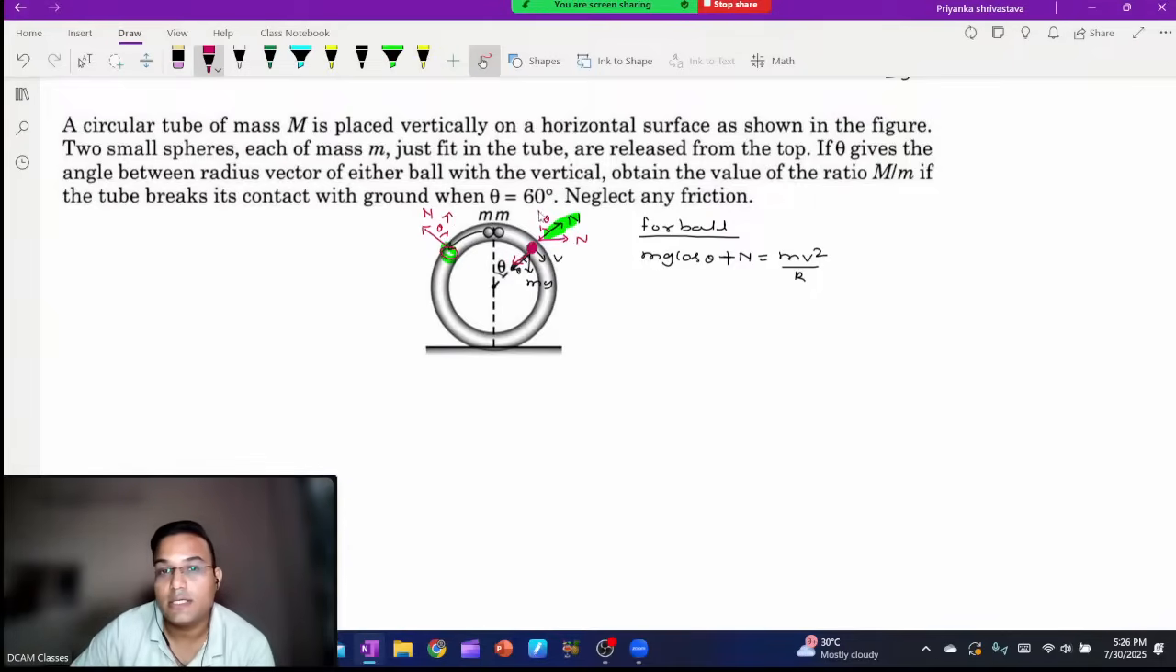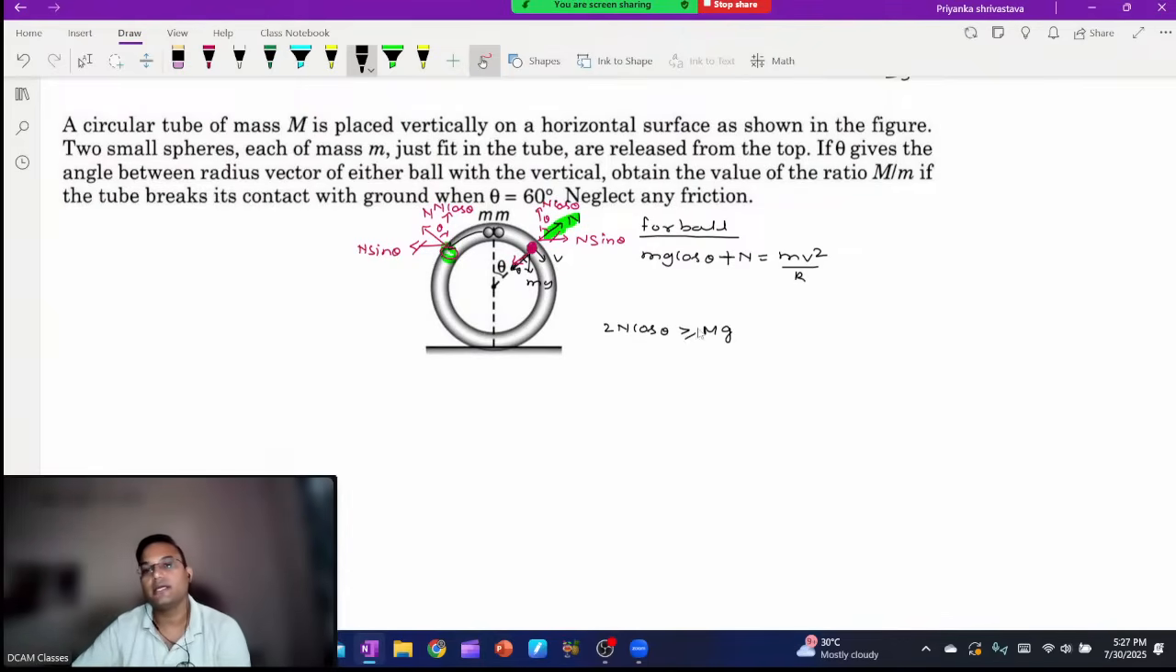So n cos theta, these two will cancel each other, and n sin theta and this n sin theta will cancel each other. Now it will break contact when 2n cos theta, the net force on this ring, will be greater than or equal to capital Mg. In the limiting case, you should take it equal to capital Mg. That is what the concept is.